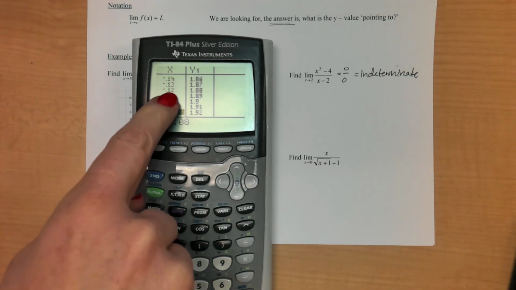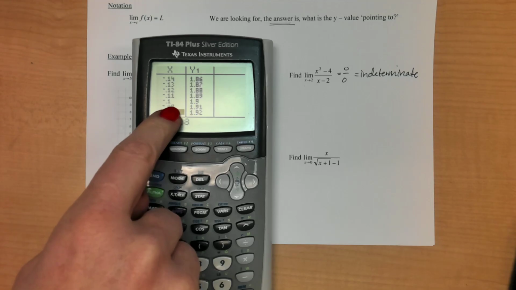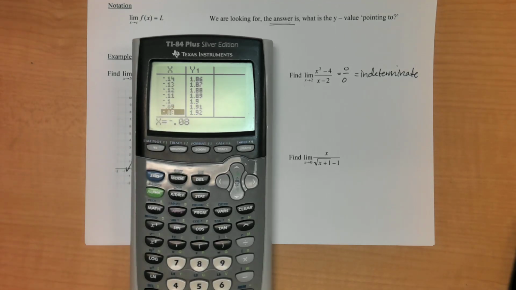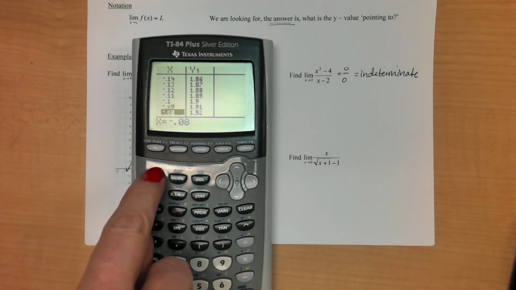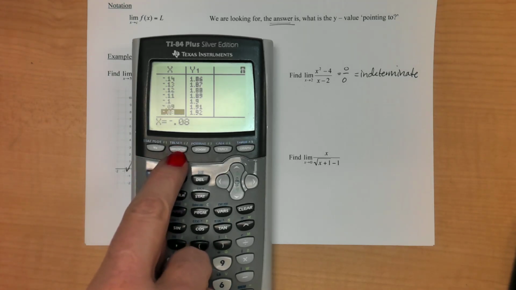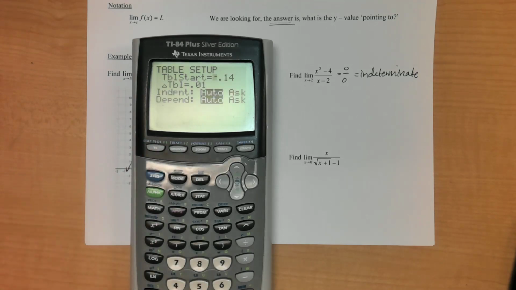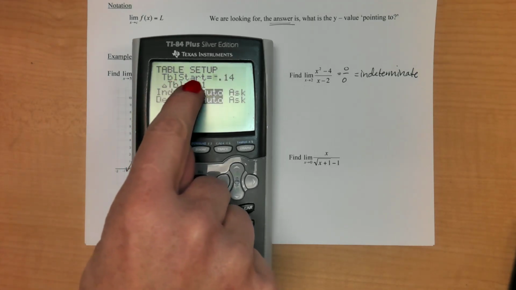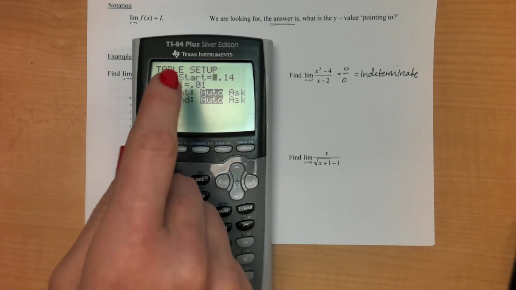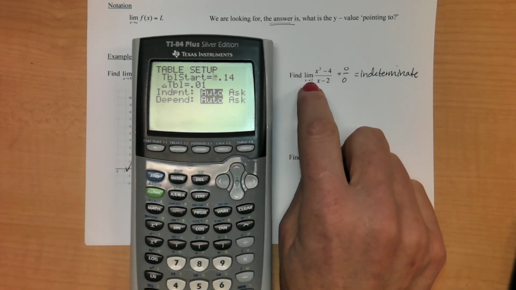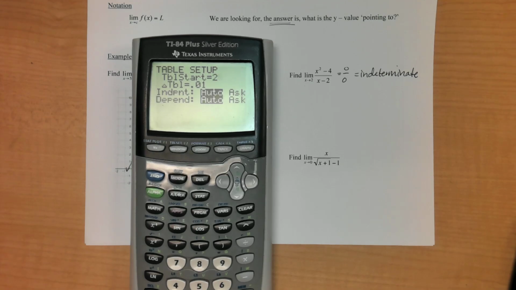And depending on how your table is set, yours might look completely different than mine. So we want to all be speaking the same language when we're doing a table. To do that, I'm going to do second table set, which is actually your window button. And here's where you get to control your table. That first part, table start, is where you want your table to start. You can pick any number you want. I would actually like it to start at 2. It's the only number I really care about, so let's just get focused in on that.